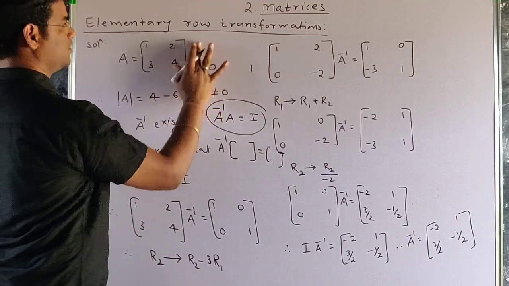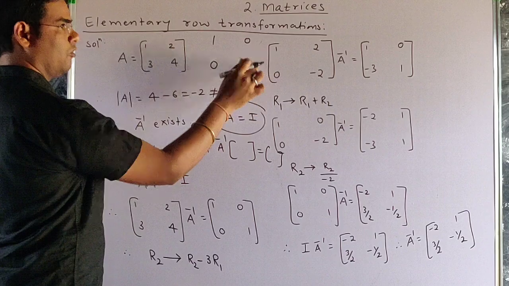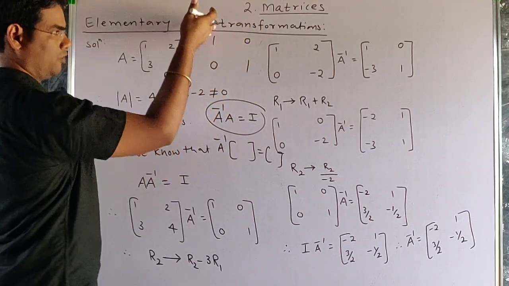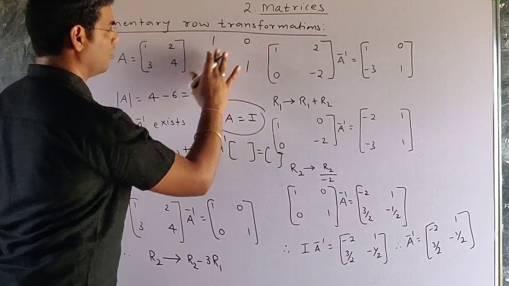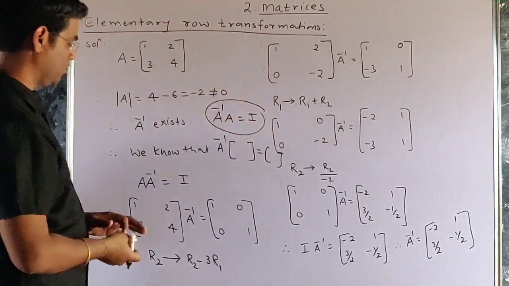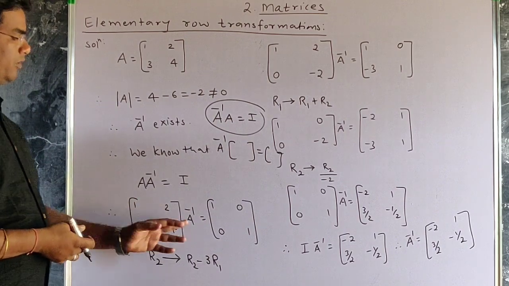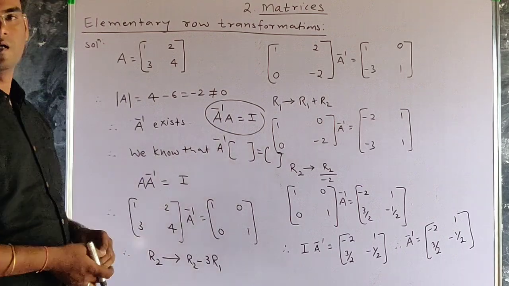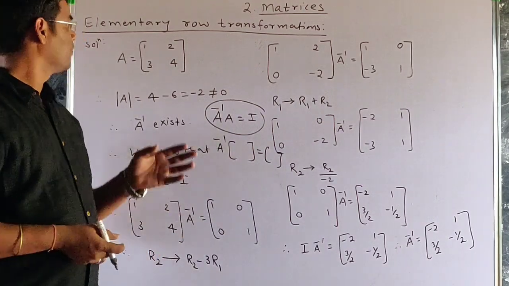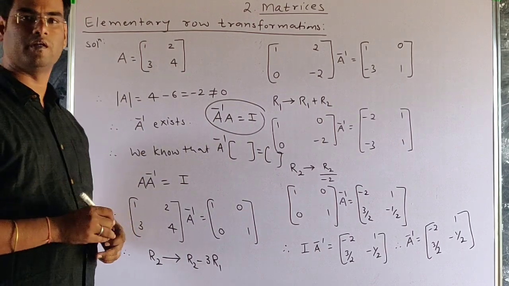And for row transformation you have to go column wise, and while using column transformation you have to go row wise. Our target is to reduce the given matrix A into the identity matrix, because I into A inverse will get A inverse. So with this we have completed the inverse of a matrix of order 2 by 2 by using elementary transformation.